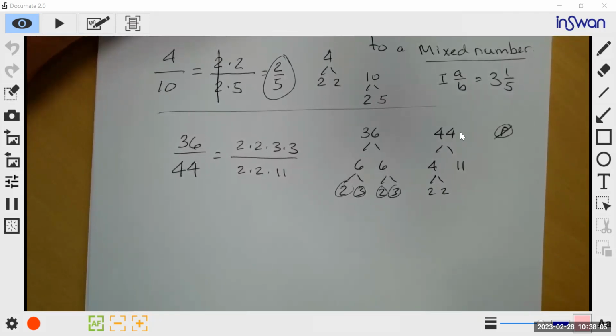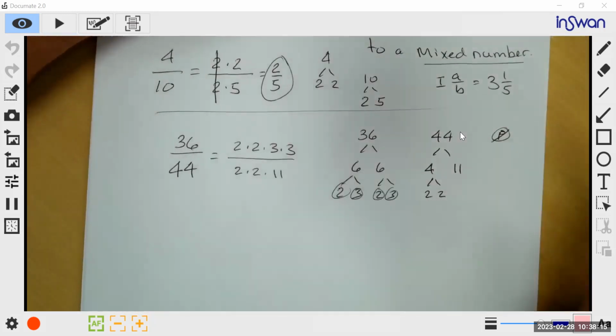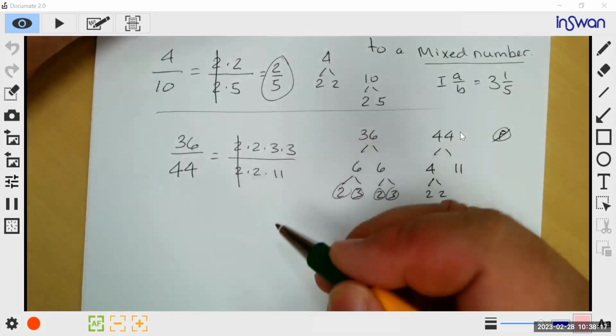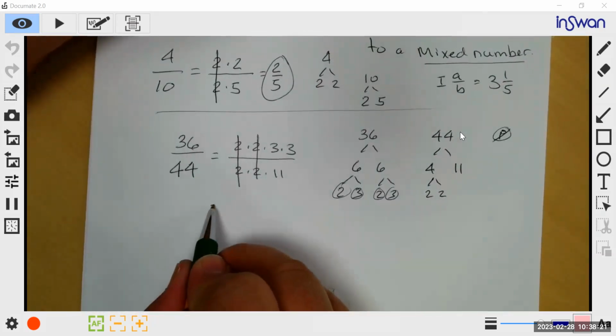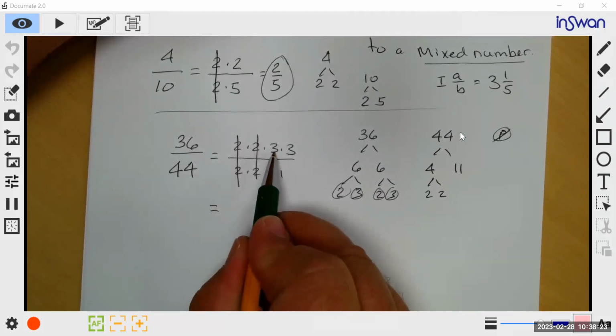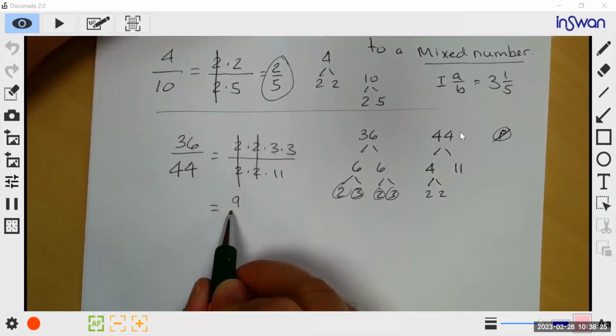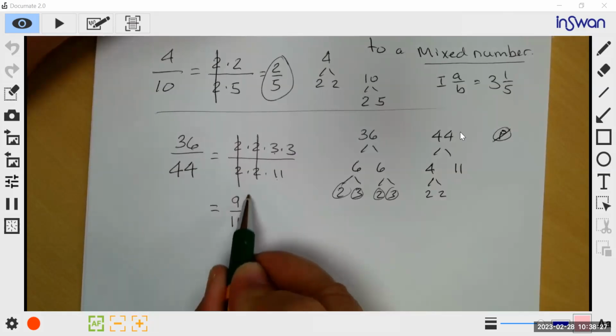So now what do we do? Cancel whatever is the same on top and bottom. So the 2's cancel. All we have left is 3 times 3, which is 9, over 11. There's your answer.